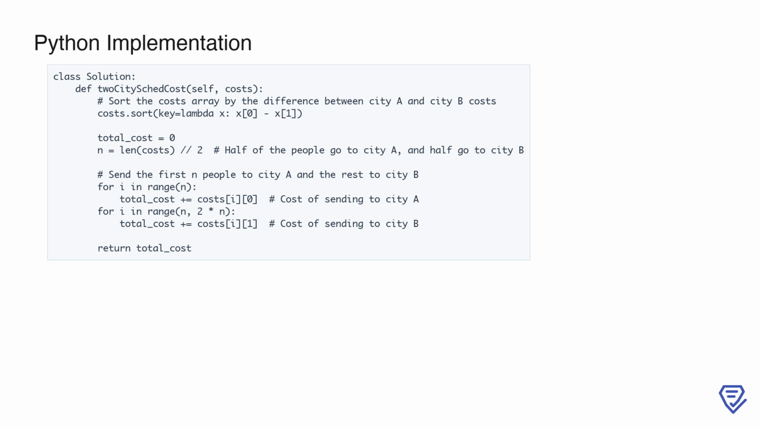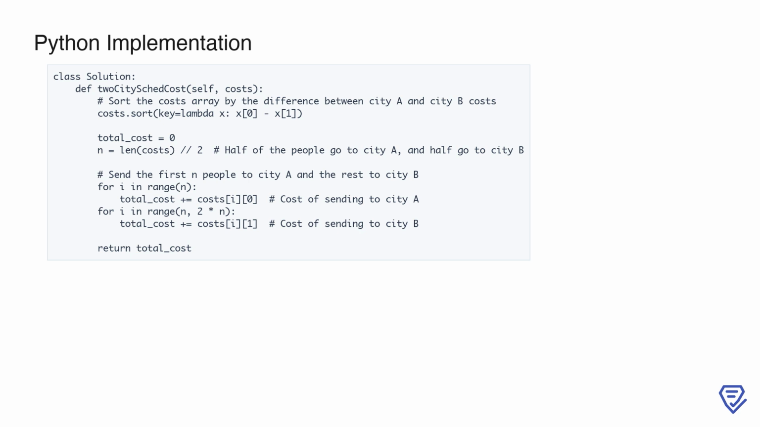The key idea is to prioritize sending people to the city where the cost difference is smallest. First, the costs array is sorted based on the cost difference between city A and city B for each person, x0 minus x1. Sorting ensures that the most cost-effective assignments to city A occur first, followed by city B.